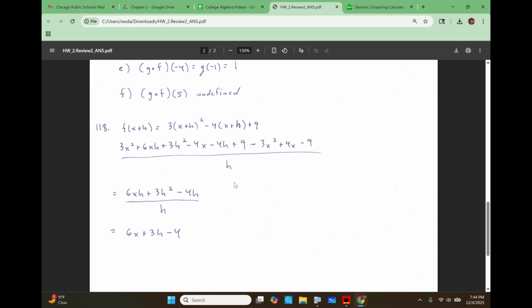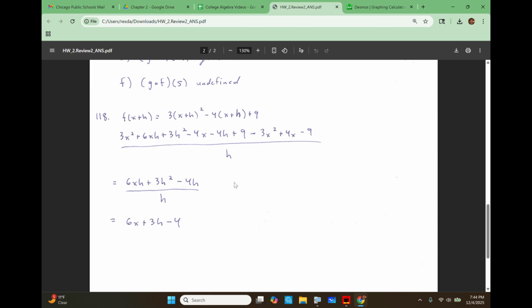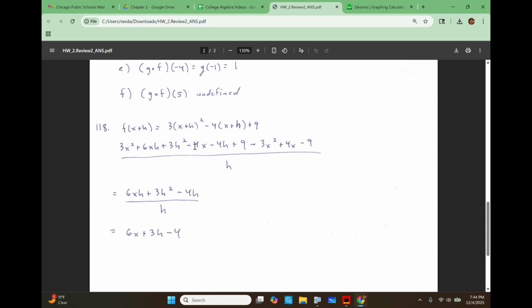Okay, 118. So I'm going to do a difference quotient. First, I need to find f(x plus h). The f function itself is 3x squared minus 4x plus 9. So if I put an x plus h in there, it's going to be 3 times (x plus h) squared minus 4 times (x plus h) plus 9.